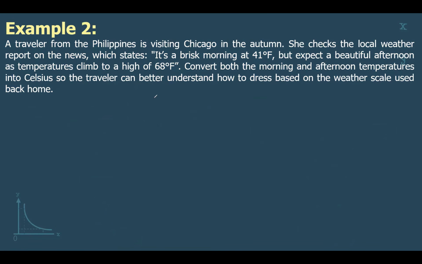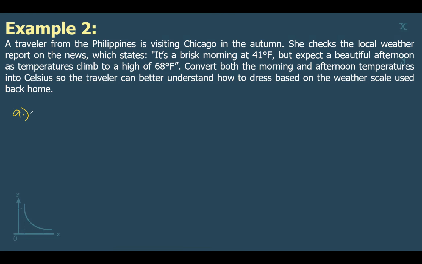So how about this one? Example number 2, a traveler from the Philippines is visiting Chicago in the autumn. She checks the local weather report on the news which states, it's a brisk morning at 41 degrees Fahrenheit, but expect a beautiful afternoon as temperature climbs to a high of 68 degrees Fahrenheit. Convert both the morning and afternoon temperatures into Celsius so the traveler can better understand how to dress based on the weather scale used back home.